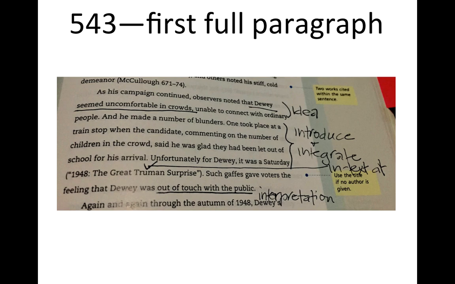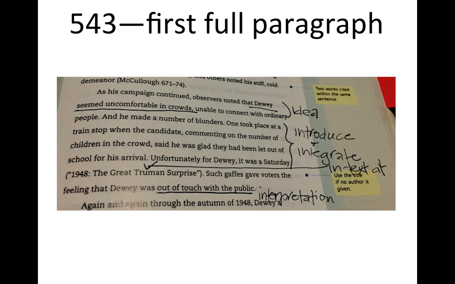So we get the storyline, and here the writer is using paraphrase instead of direct quote, and then we get the interpretation. Unfortunately for Dewey, it was a Saturday, and then more interpretation. Such gaffes, and a gaffe is a mistake, such gaffes gave voters the feeling that Dewey was out of touch with the public. So there again, you've got the writer interpreting what that information from the source is trying to tell us. And you can see that interpretation, the idea that Dewey is out of touch with the public, reinforces the idea that's in the topic sentence, Dewey seemed uncomfortable in crowds.